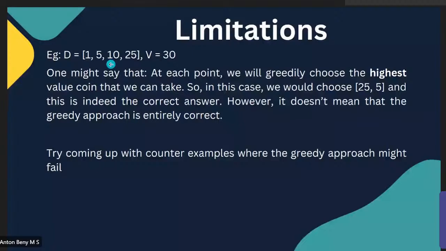And now you need 5 more. So obviously you can't choose 10 and 25 anymore. You'll only consider the coins 1 and 5. Even at this point, you would choose the highest coin. You'll choose 5 to get 25, 5. And this is indeed the correct answer. There's no other way you can get it with one coin, so the minimum number of coins needed is 2, 25 and 5.